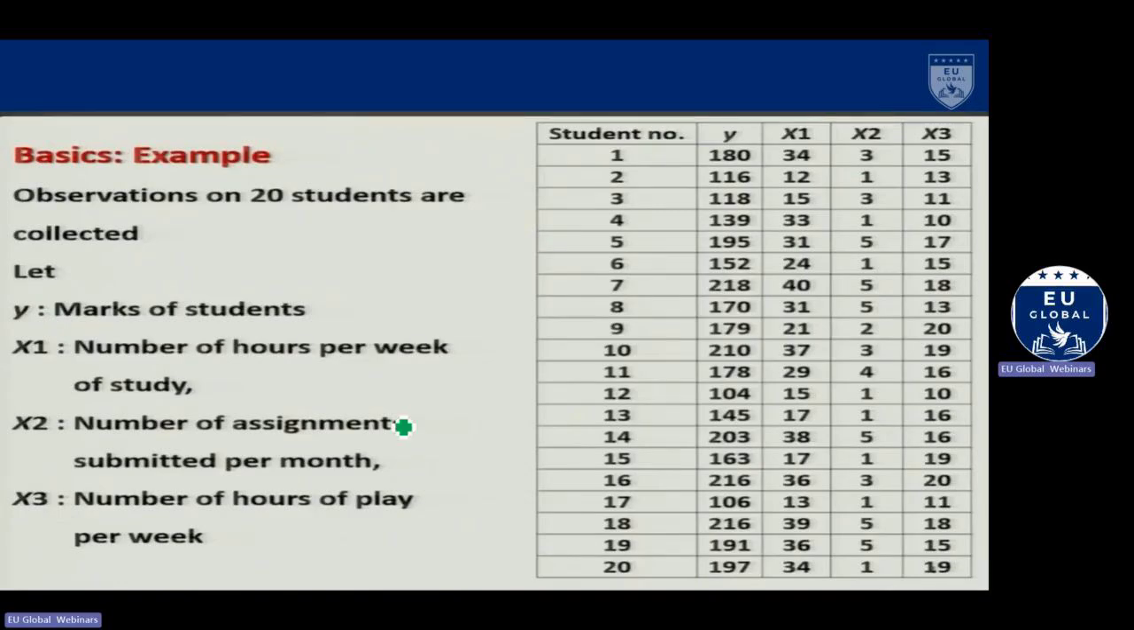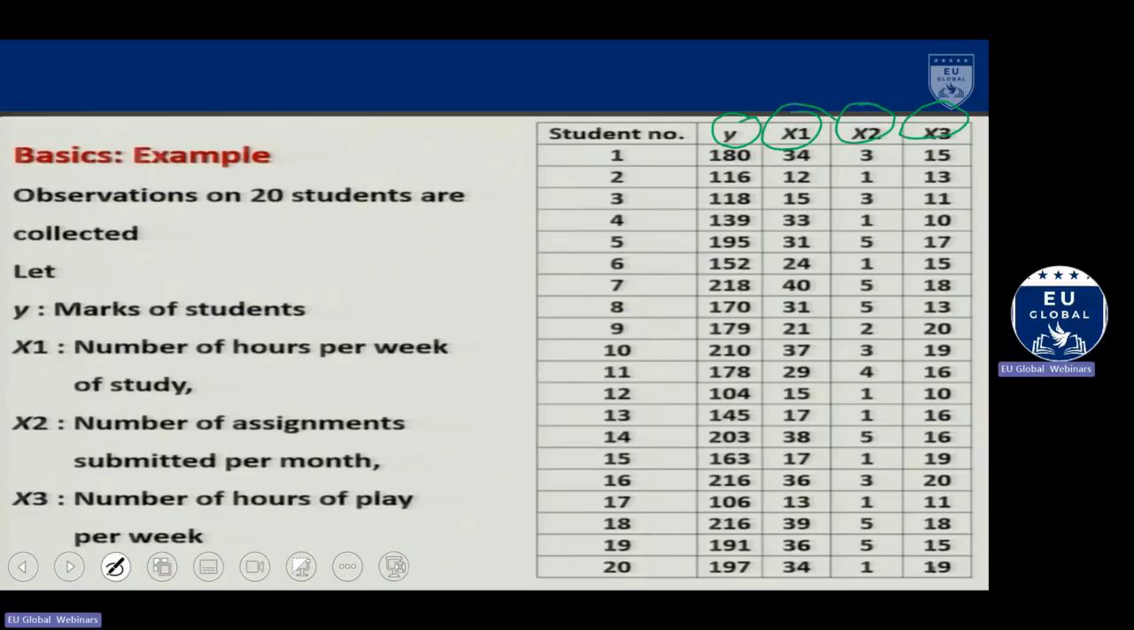This example can be shown with the help of data. We already have the value of y, and we have the values of x1, x2, and x3. What is interesting here is that we have the data, and based on that, we have to calculate the values of beta naught and beta 1. What are beta naught and beta 1? I'll tell you in the future slides. Just read the example. Observations of 20 students are collected, and y is equal to the marks of students. X1 is the number of hours per week of study. X2 is the number of assignments submitted per month.